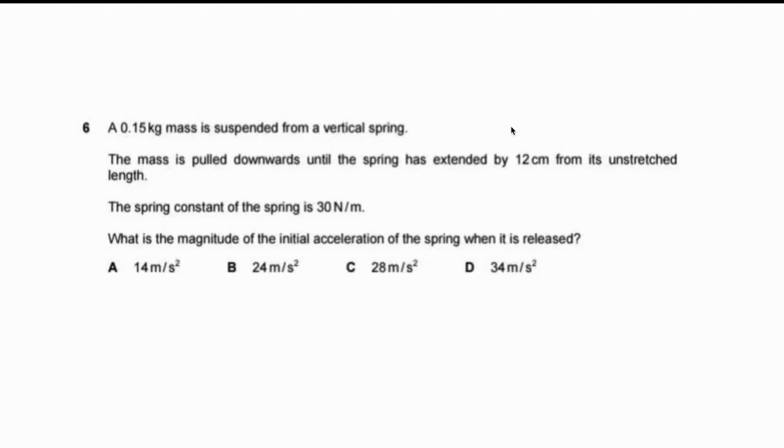Hey everybody, so we're going to be doing this question today. The question states that a 0.15 kg mass is suspended from a vertical spring. The mass is pulled down until the spring has extended 12 centimeters from its unstretched length. The spring constant is 30 Newtons per meter. What is the magnitude of the initial acceleration of the mass when it's released?